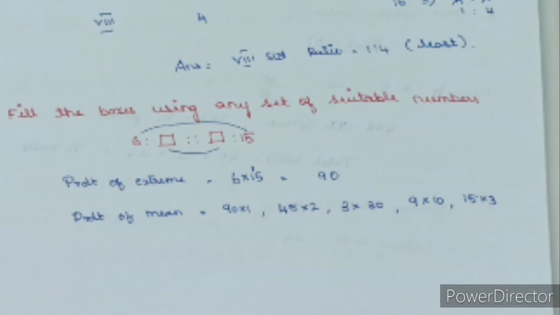So product of extremes is 6 into 15, it is 90. So product of means, we have to find, it has our own possibilities. To get 90, what all we can find? 90 into 1 is 90, or 1 into 90 is 90. 45 into 2, or 2 into 45. 3 into 30, or 30 into 3. 9 into 10, or 10 into 9. 15 into 6, or 6 into 15. So these are the possibilities for getting the means. You can fill in any of the boxes. We'll go with the next question.